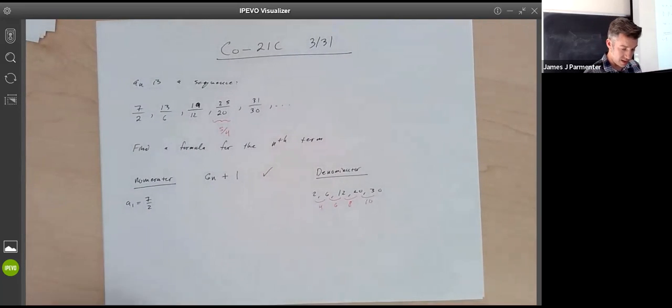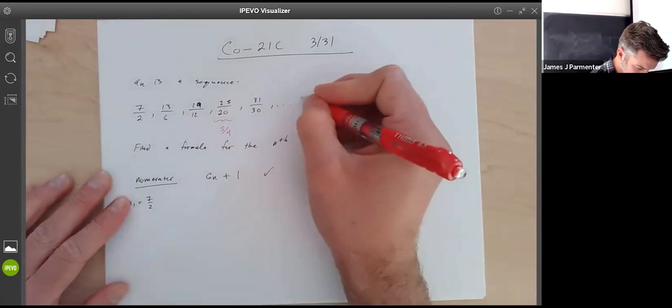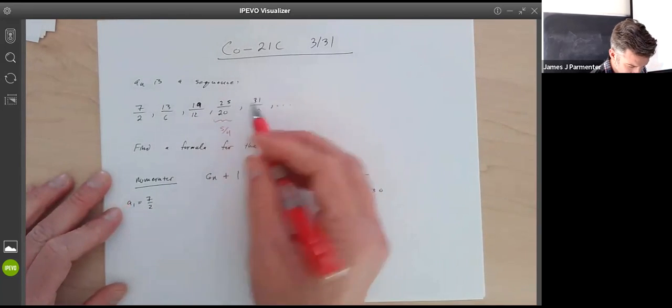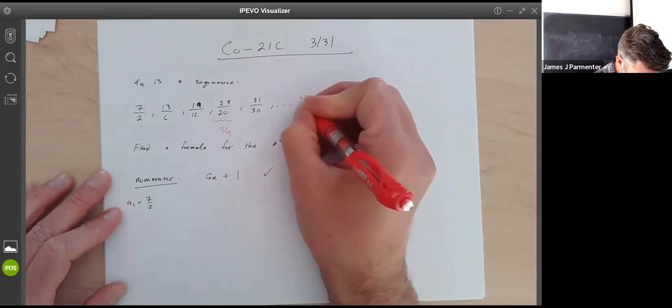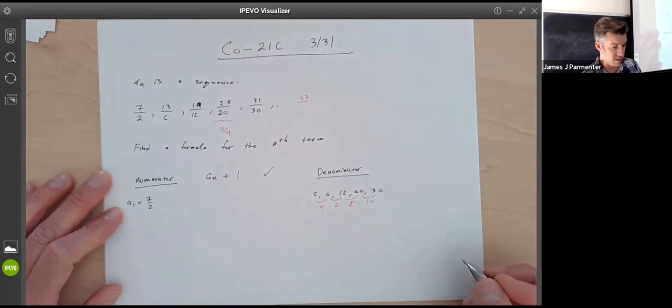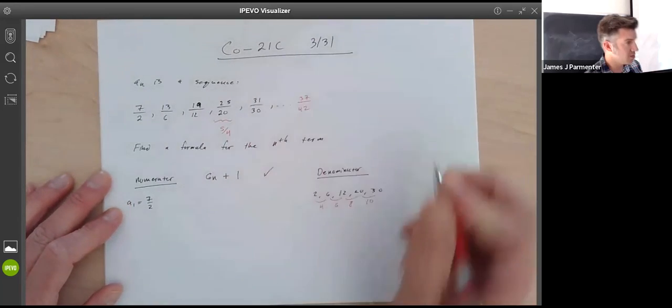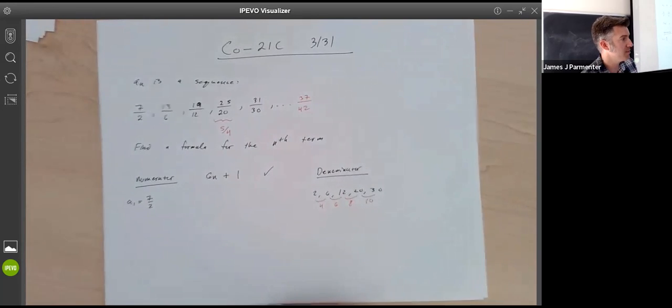So if I had to guess the next term of my sequence, the top would be 37, and the denominator would probably be 42 because we increased by 12. That doesn't help us to figure out what the pattern is, right? I mean, it kind of helps us, but we don't know the formula for it.